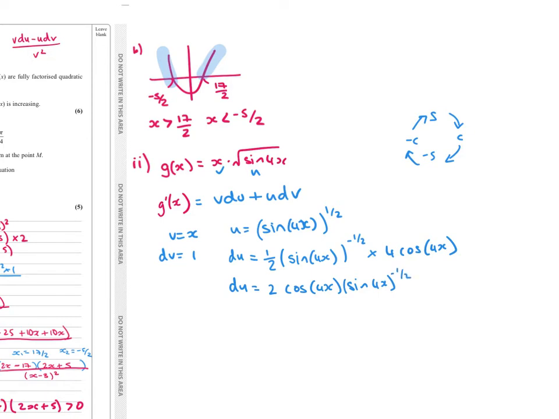Perfect. Now what am I going to do? I'm going to actually work this out. V is x multiplied by du. So it's these two I'm multiplying. I'm going to go straight ahead and just write 2x cos 4x sine 4x to the negative half, minus u, which is this one, dv. Oh, that's nice and simple, really, isn't it? Sine 4x to the power of a half. Perfect. This is the differential done.